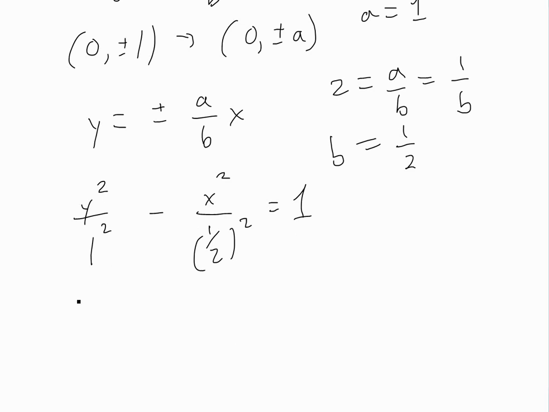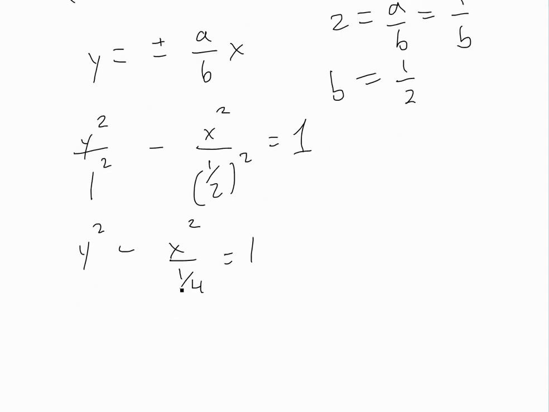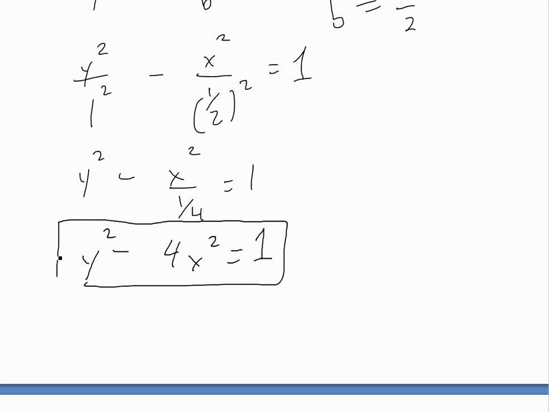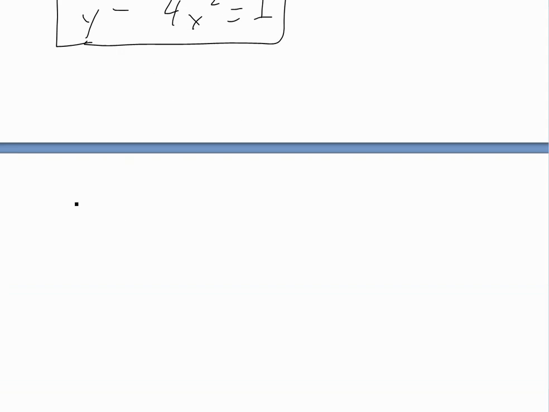Then you could rearrange this one. You get y squared minus x squared over 1 over 4 equals 1, or you could even flip this around, rearrange it, and we're going to get y squared minus 4x squared is equal to 1. So there's our equation.